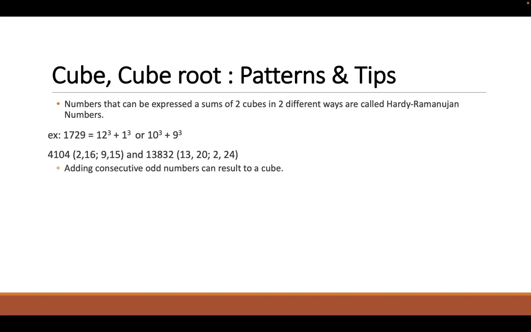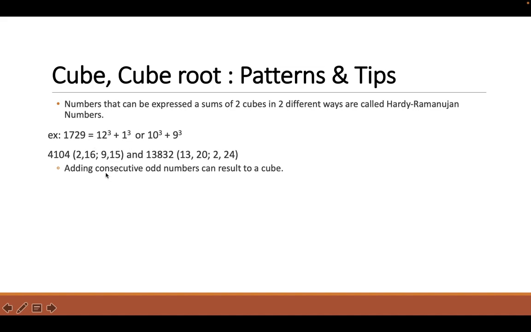Similarly, another example of 13832, where it is saying sum of the cubes of 13 and 20 is one pair, and sum of the cubes of 2 and 24 is another pair. This is the first tip in the cube and cube root series. This is an interesting number series. I mean, these are the interesting numbers.